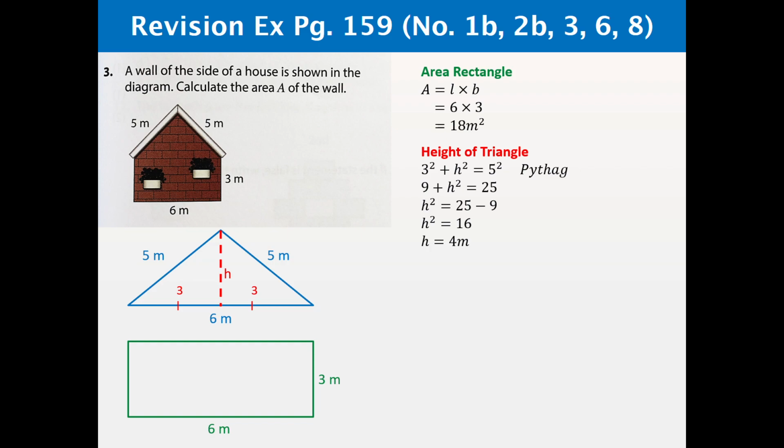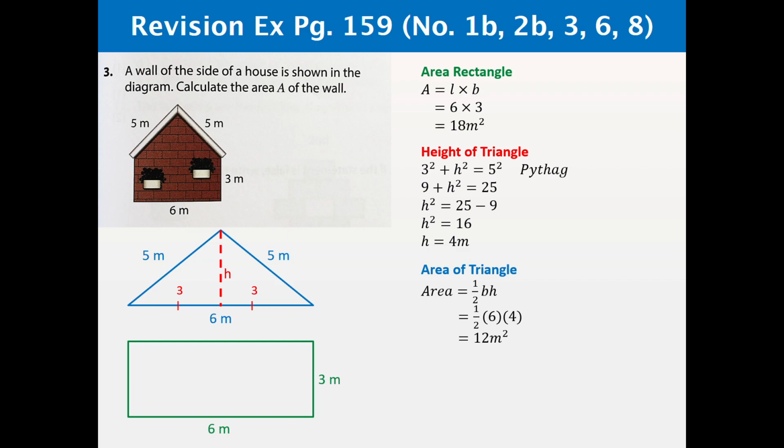Okay, so I know that my height is equal to 4. So now I can calculate the area of that triangle. The area of the triangle is a half base times height. My base is 6 and my height, which I've already calculated, is 4. And if you work that out, you're going to get 12.